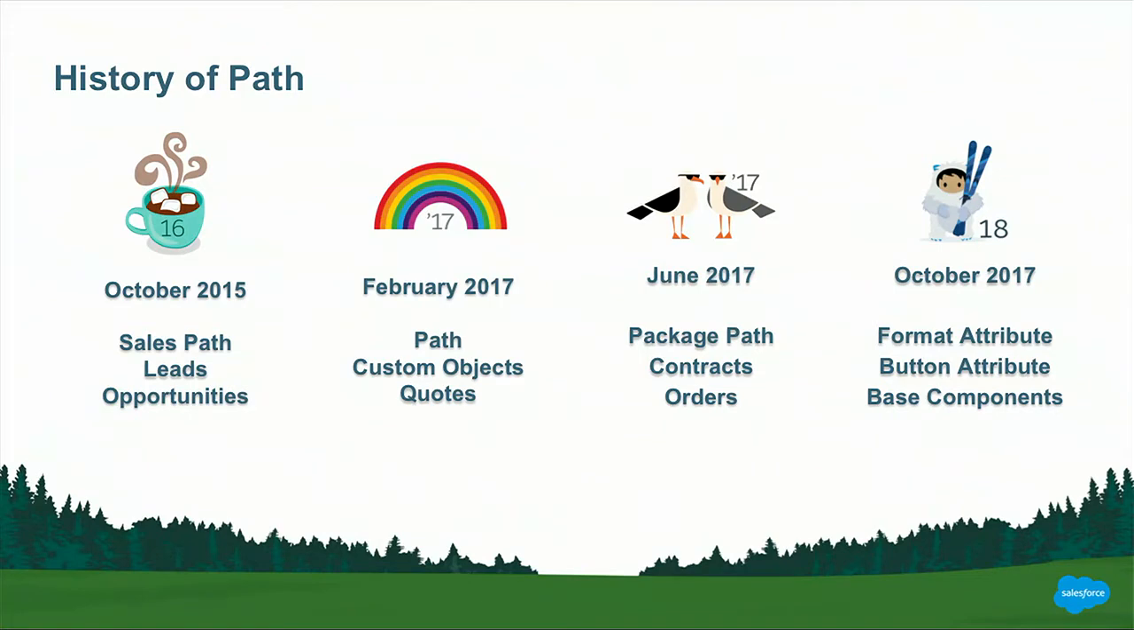Now, we got a lot of great feedback from Path, from all of you, our customers and our partners, but we began to realize that there were a number of use cases that Path could be applied to. So earlier this year, in 2017, we began supporting additional standard objects with Path, as well as custom objects.